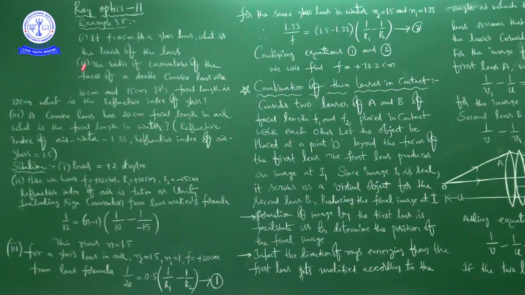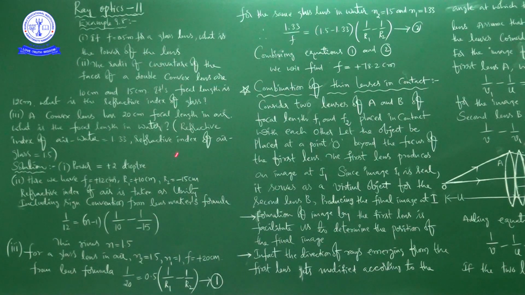www.kurinjischoolnkl.in. In continuation to the last class, in this class we are going to discuss first one example problem based on the information we discussed in our previous classes, and then we are going to discuss one small topic, that is combination of thin lenses in contact.